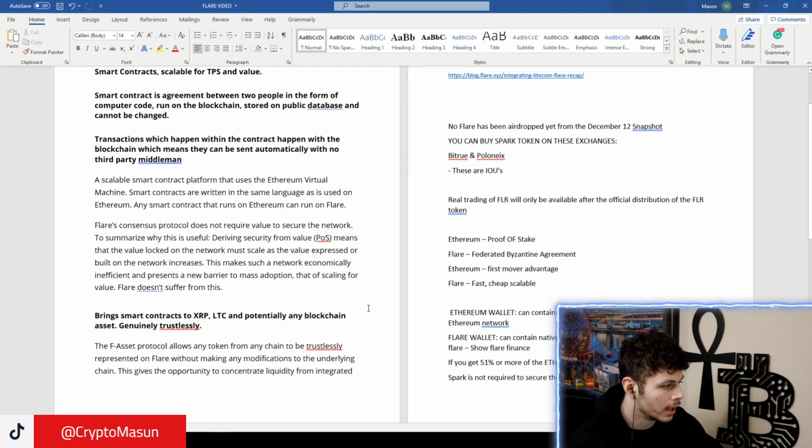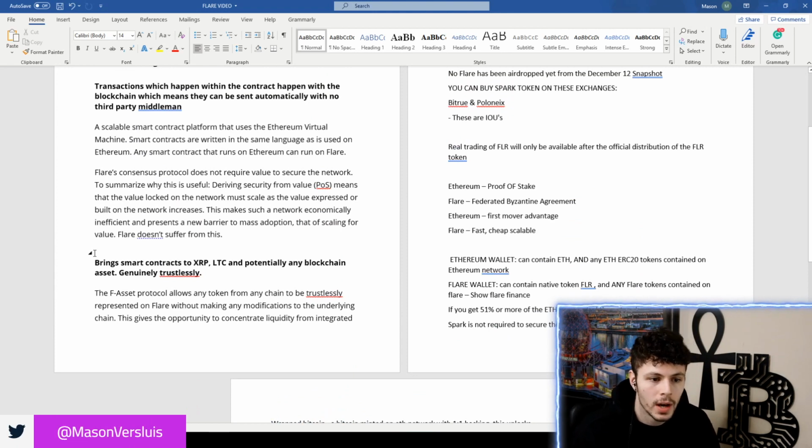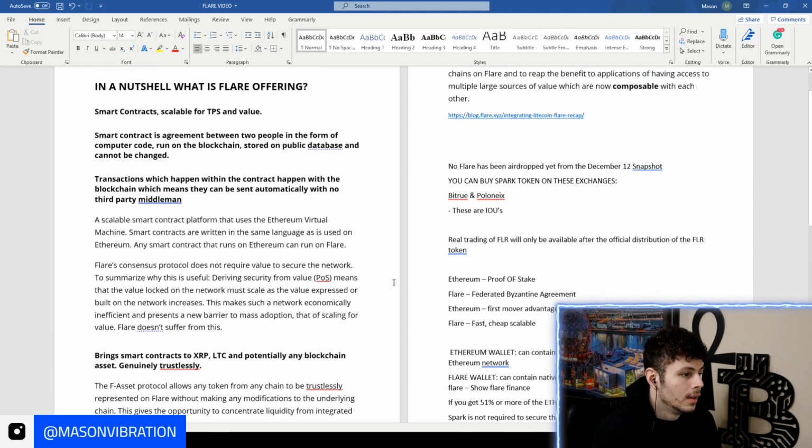Okay, let's move on to the F assets. What Flare does is it brings smart contracts to XRP, Litecoin, and potentially any blockchain asset, genuinely, trustlessly. Isn't that insane? That's insanity to me. Flare can bring smart contracts to any blockchain asset, including XRP. The F asset protocol allows any token from any chain to be trustlessly represented on Flare without making any modifications to the chain. This is insanity to me.